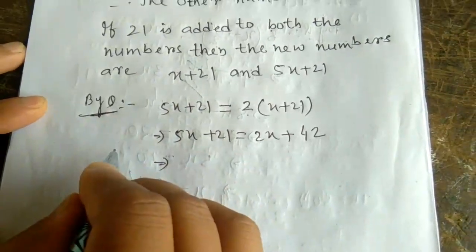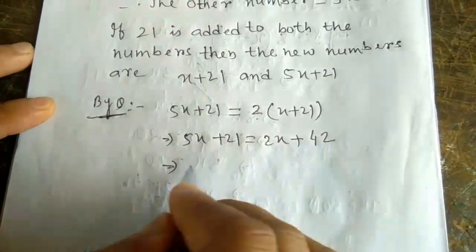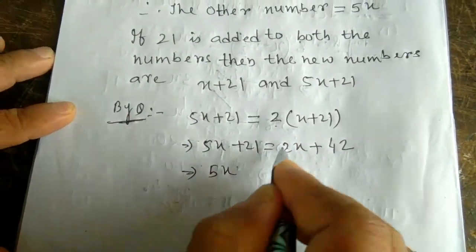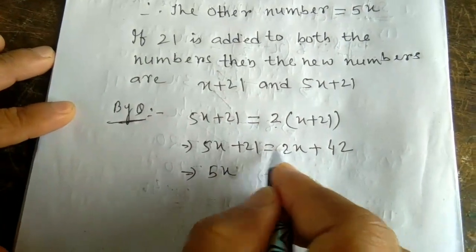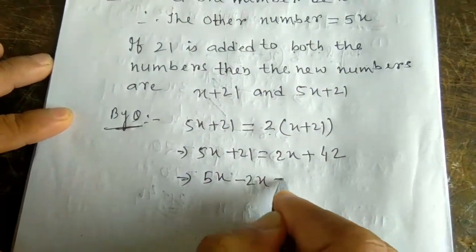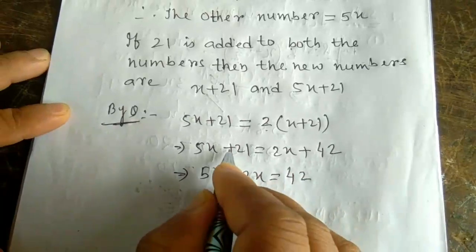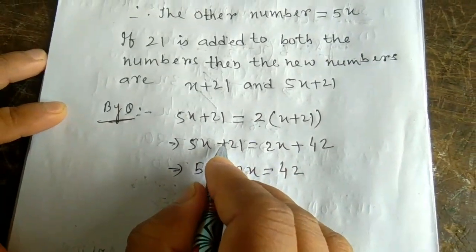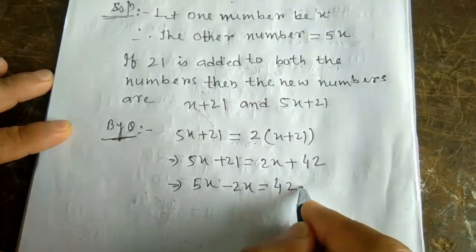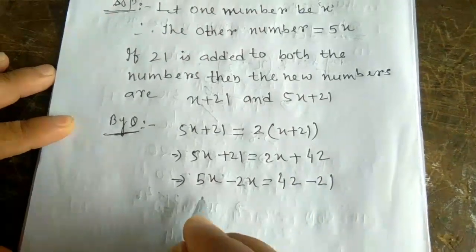So x, if you bring it to the left side, the constant term will transfer to the right side. 5x, this x is positive on the right side. If you bring it to the left side, it will become minus 2x. The constant term 21 is positive on the left side. If you transfer it to the right, it will become minus.